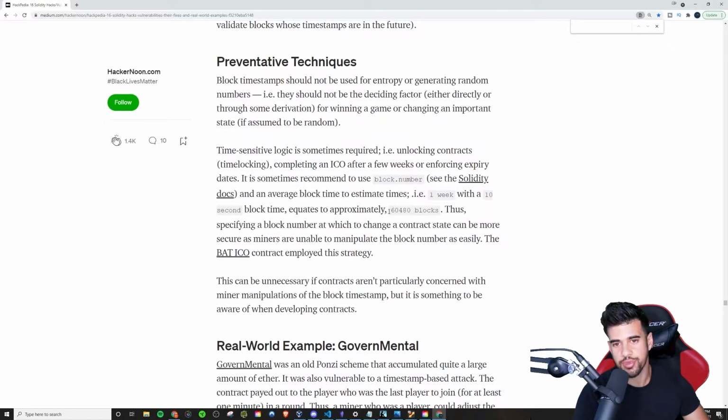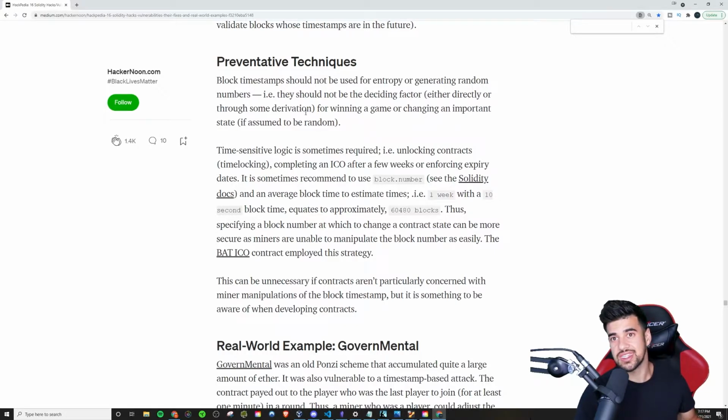But how do we actually prevent against this attack? Well, the biggest way is to simply not use this for entropy or generating random numbers that are the deciding factor of something, right? If you just need to generate a random number and it doesn't really matter, there's no incentive for a miner to manipulate the timestamp to get any kind of benefit. You just need it for something in your code. Then yeah, sure, go ahead and base it off the timestamp if you want to.